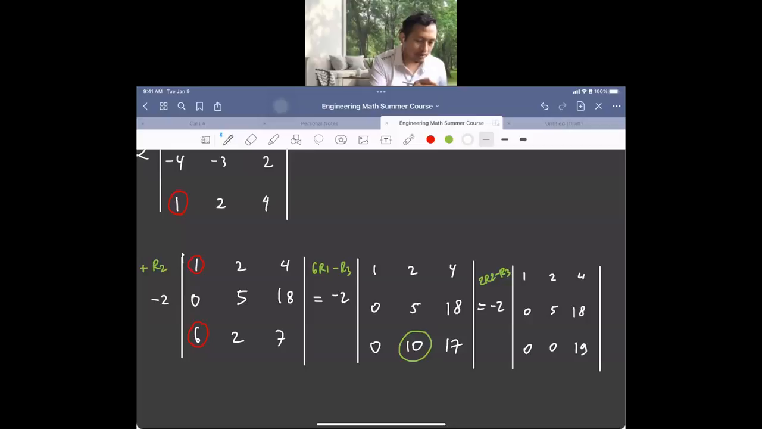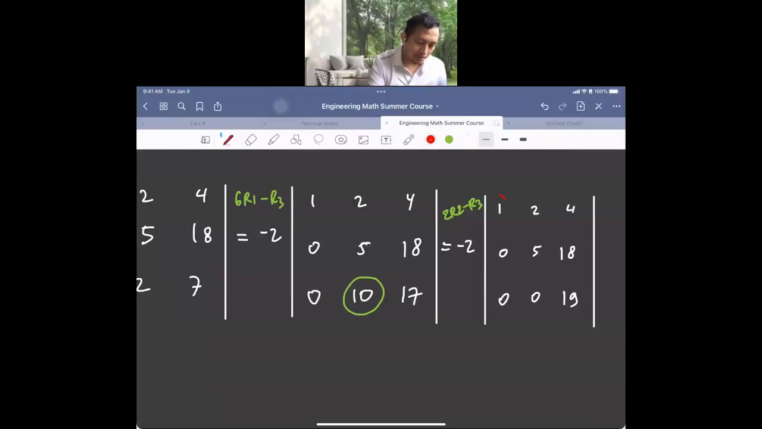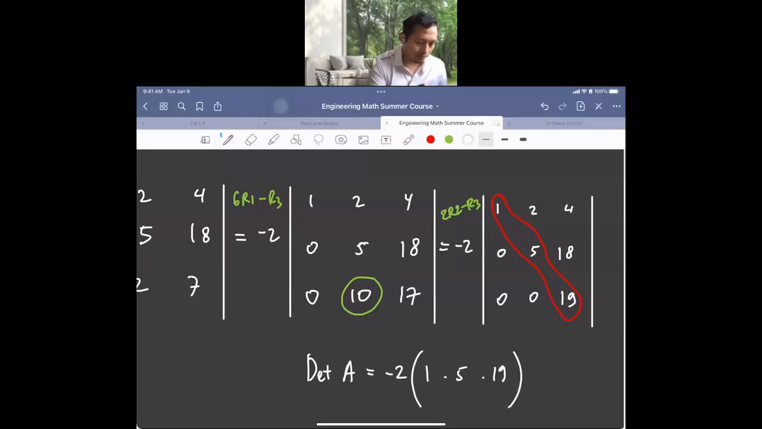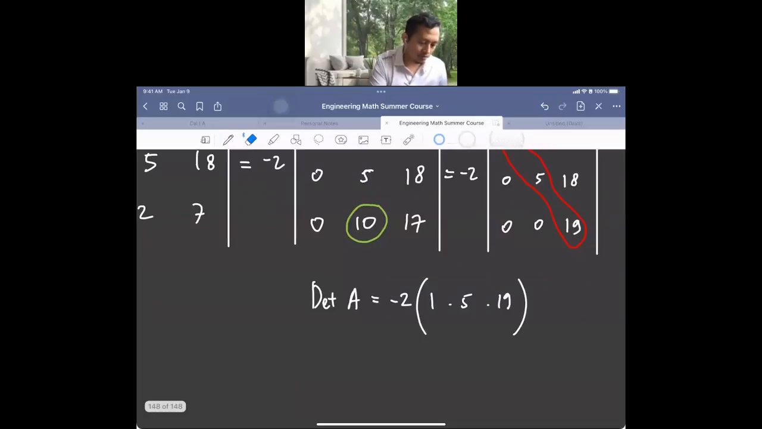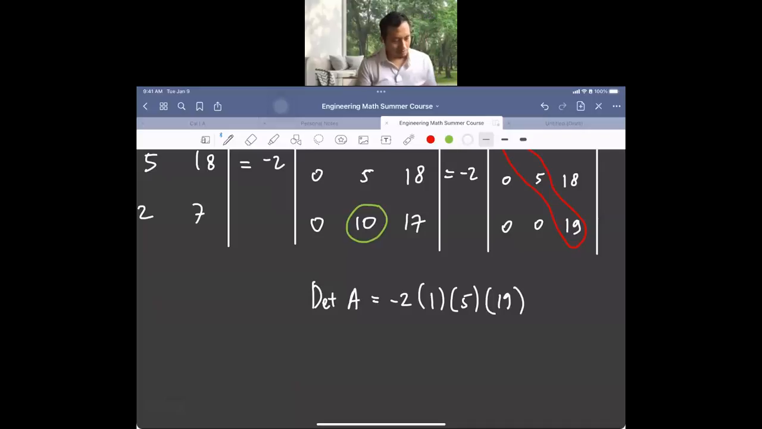Okay. Now, what will happen here is our determinant is this, right? Based on what we have in the triangular matrix. So determinant A is -2 multiply 1, 5, 19. So multiply -2, 5, 10, 190. So -190.